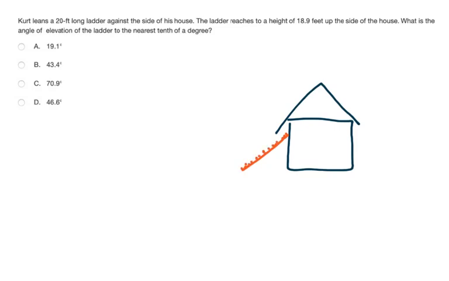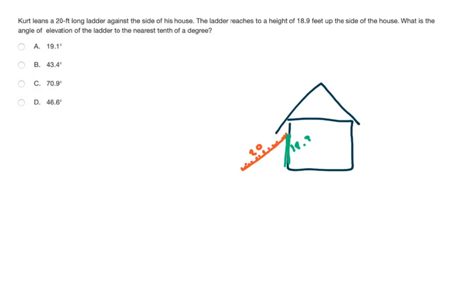Okay? And the piece of information that this says is that the ladder reaches to a height of 18.9 feet up the side of the house. So where is that 18.9 feet going? Up the side of the house. This would be 18.9 feet. And then the ladder is 20 feet long. So where's 20 feet going? Along the side of the ladder. 20 feet there, right?